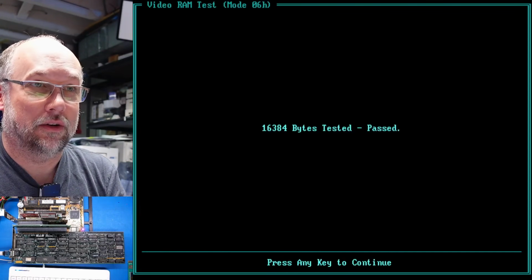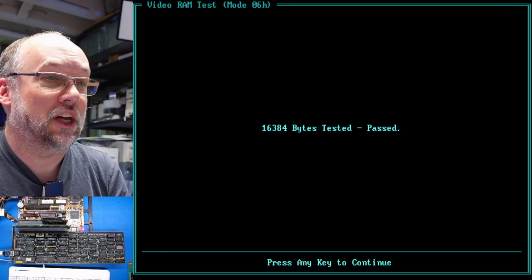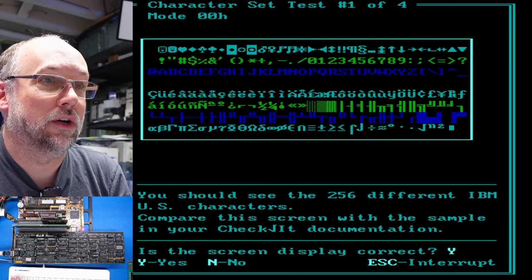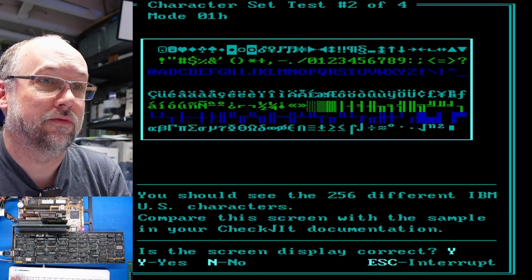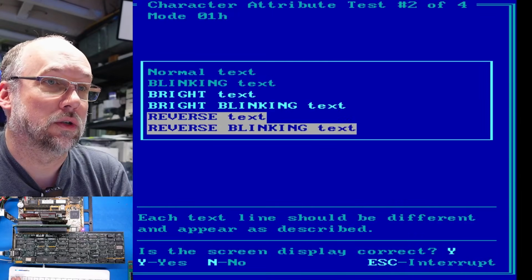So let's run through all the video tests. First off, did a RAM test of just 16K because it thinks it's a CGA card and that's all CGA has. That passed fine. So we have various text pages, those are all good. And then we have various text modes. We have 40 columns, 80 columns. All this stuff is gonna work just fine.